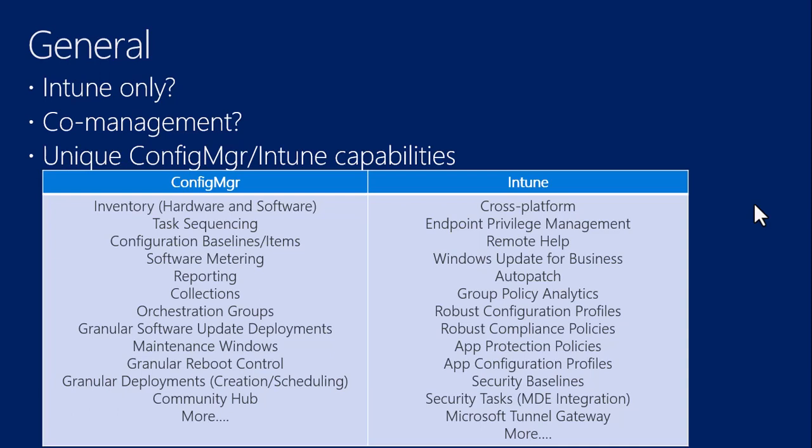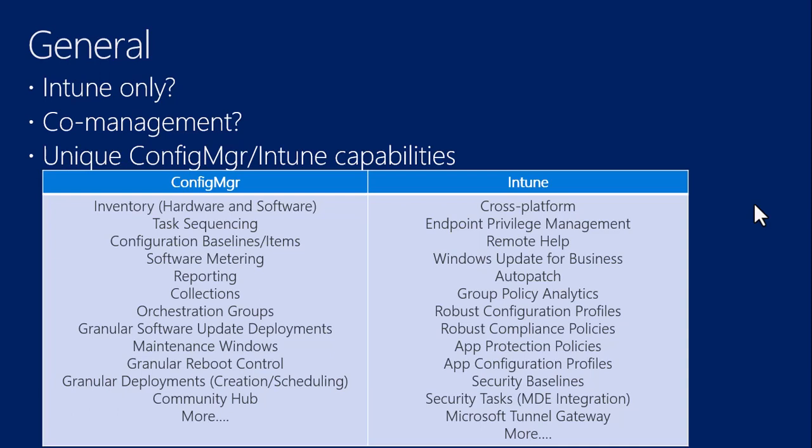Remote help. So certainly Config Manager has remote control. Customers have used it for years. But in Config Manager, remote control is limited to on-prem devices, right? You have the cloud management gateway to keep connected with computers that are remote, off-site, right? But remote control doesn't work through a cloud management gateway. Remote help works, doesn't matter where the machine is, right? So that's another similar functionality, but better perhaps in Intune.